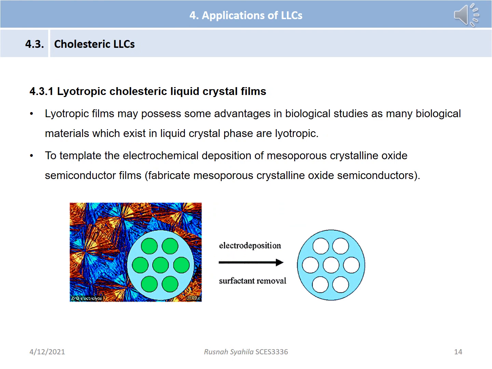The last mesogen that we discuss is cholesteric surfactant. Lyotropic films may possess some advantages in biological studies, as many biological materials which exist in liquid crystal phase are lyotropic. They can be used to template the electrochemical deposition of mesoporous crystalline oxide semiconductor films, to fabricate mesoporous crystalline oxide semiconductors.